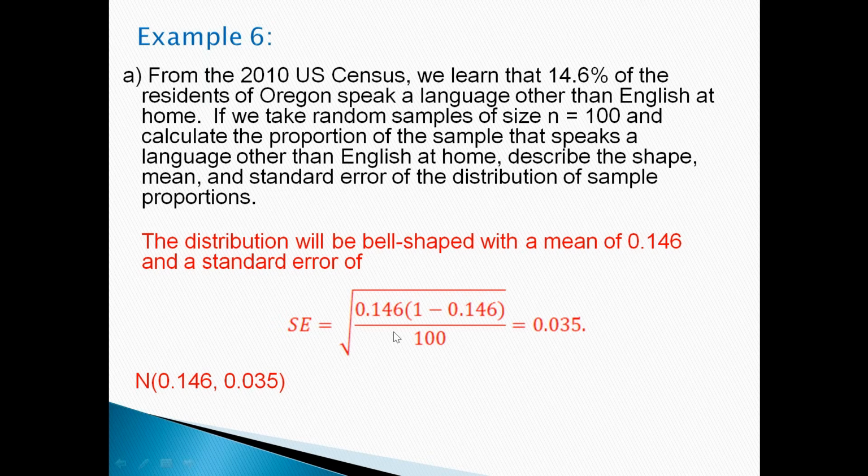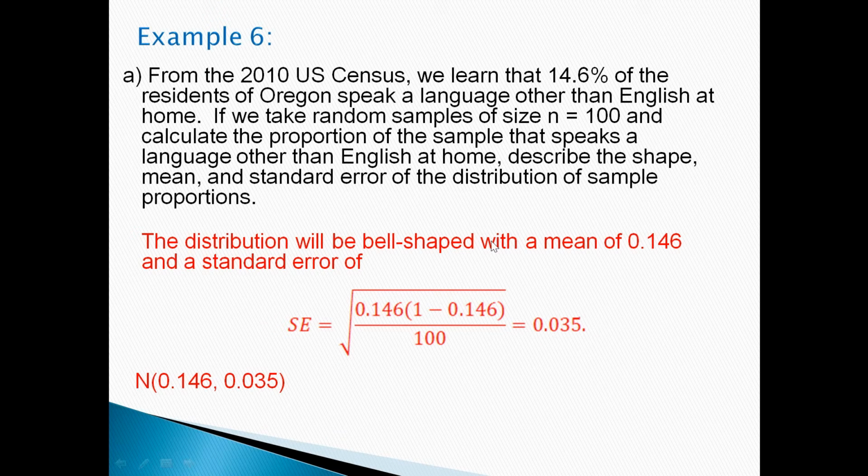So what you will do is you will take n times p. P in this case is 0.146. This is obviously larger than 10, and n times 1 minus p is also larger than 10. Since it is large enough, this distribution will be bell-shaped, meaning it will be a normal shape with a mean of the population, which is 0.146, and a standard error from the formula. So you will apply the formula, which is the square root of p times 1 minus p over n. So you have the standard error to be 0.035.